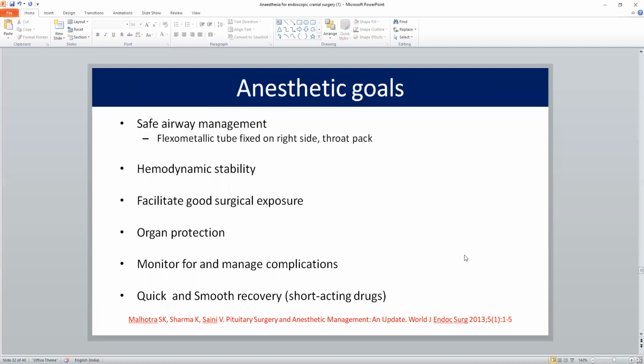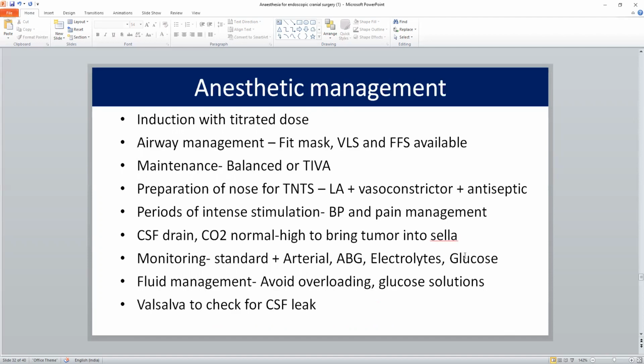Quick and smooth recovery is important in any neurosurgical procedure, but more so for endoscopic procedures, because generally there is a very minimal gap between the last step of the surgery and the first step of recovery, reversal, as compared to craniotomy and open procedures. And therefore, short-acting drugs, which I mentioned earlier, should be used.